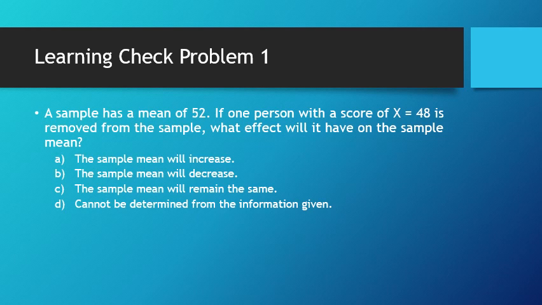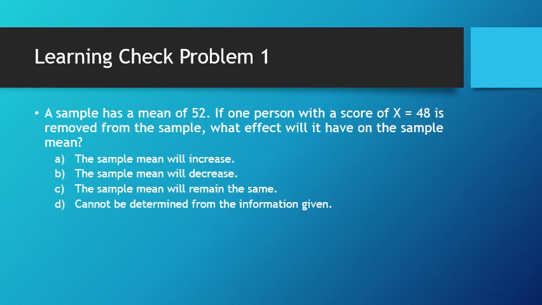Here's a learning check. Go ahead and pause the problem and start the video back when you've figured out your answer. So a sample has a mean of 52. One person with a score of 48 is removed. What effect will it have on the sample mean?